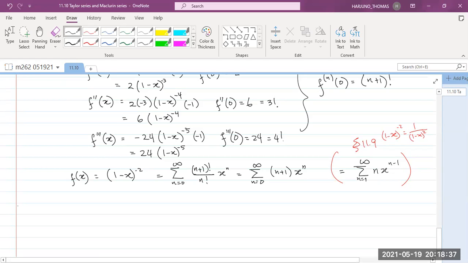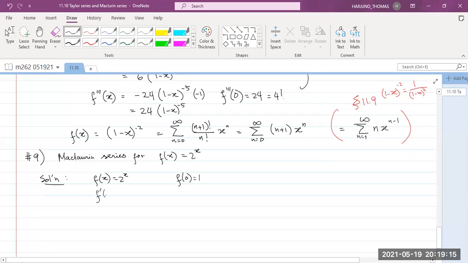Let's do number 9. Maclaurin series for f(x) equals 2 to the x. Solution. f(x) equals 2 to the x. So f(0) is just 1. Oh, that one is easy.